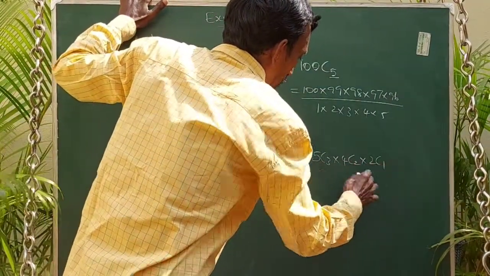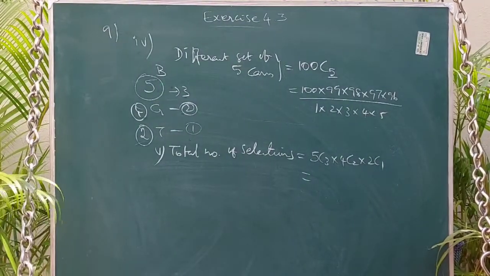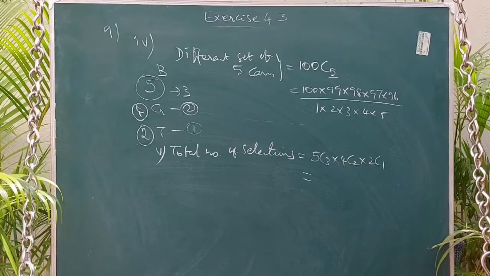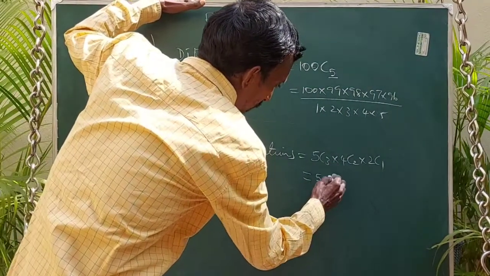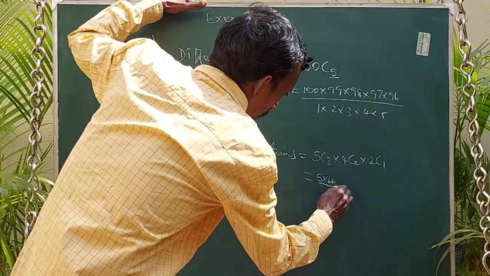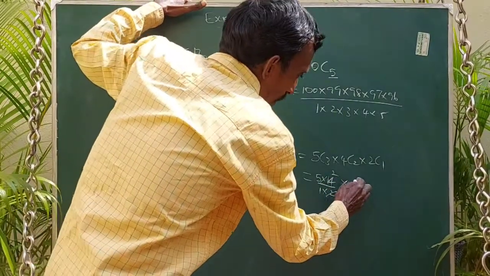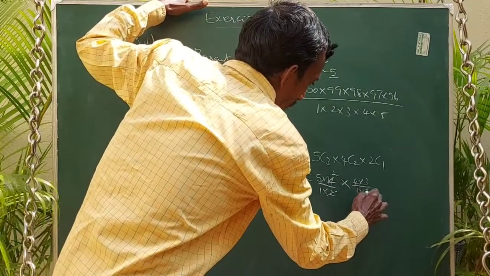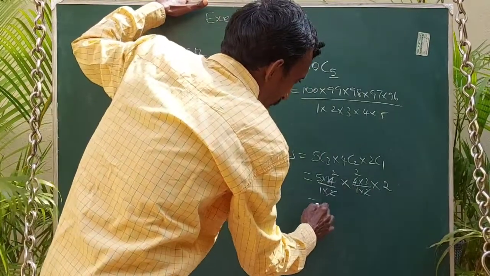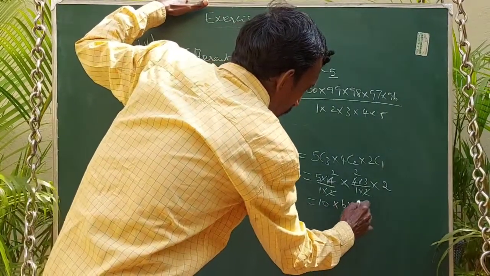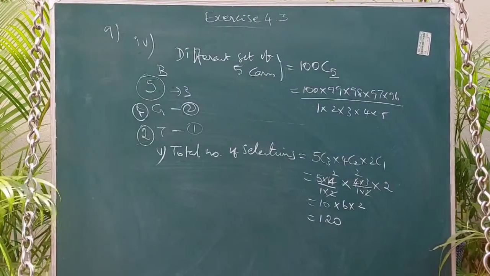4C2 into 2C1. So 5C3 is equal to 5C2. Okay, so we can write it as 5 into 4 by 1 into 2, which is 10. Then 4C2 is 4 into 3 by 1 into 2, it is 6. 2C1 is 2. So what is that? 10 into 6 into 2, so 120. So the total number of selections equals 120.